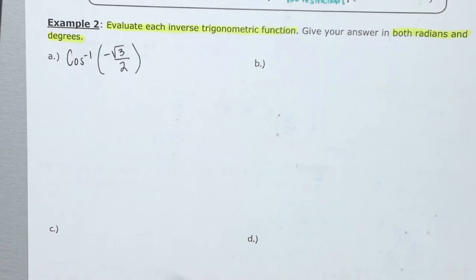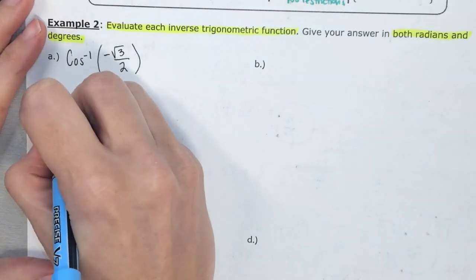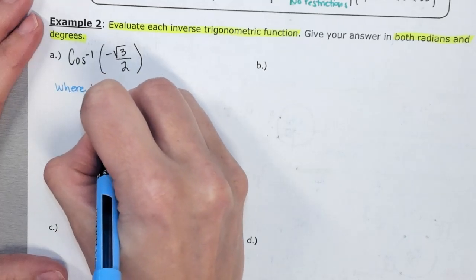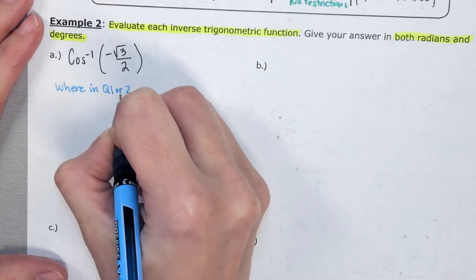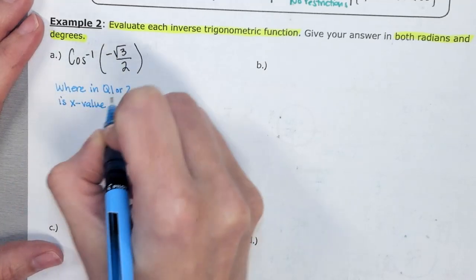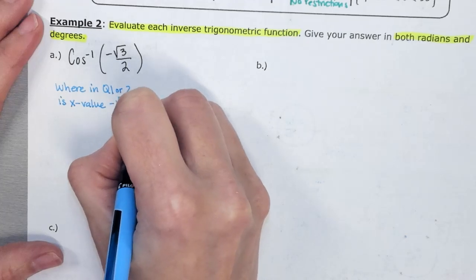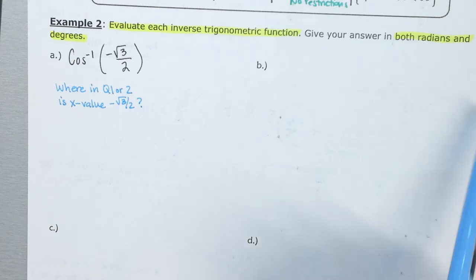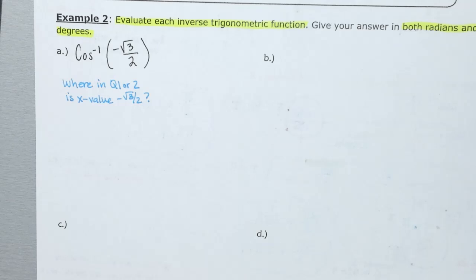For our notes, we're going to write down what this is asking us, and then when you do your practice, you don't have to write that down, but it is very important that you understand what this is asking you. So this is saying where in quadrant 1 or 2 is the x value negative root 3 over 2. That's the question that this is asking you.